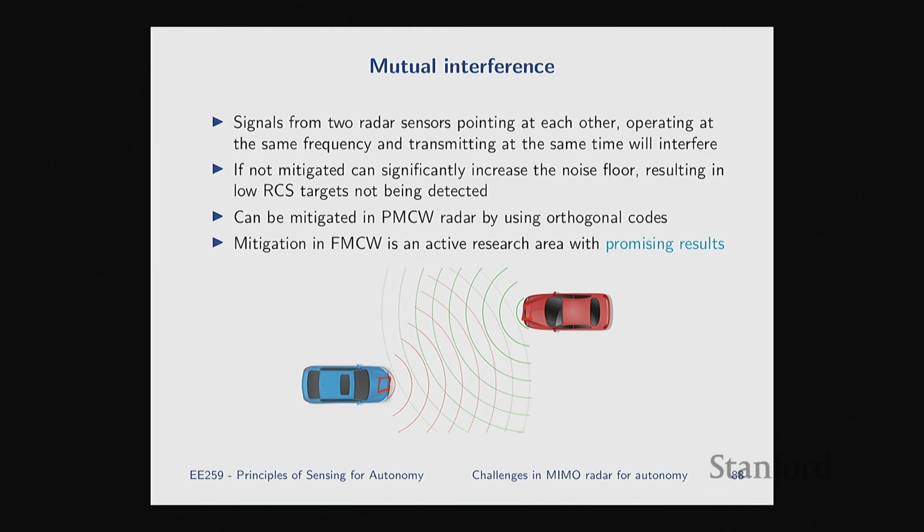This is one of the areas where PMCW radar really shines, because, as we know, with these ranging codes used in PMCW, the M sequences, all you need to do is use two different M sequences, and then they're orthogonal, and they wouldn't interfere. FMCW really is not that good in this area. FMCW sends analog waveforms, so they can interfere with each other a lot. And again, it's a very active research area. People have come up with very clever algorithms to mitigate this mutual interference.